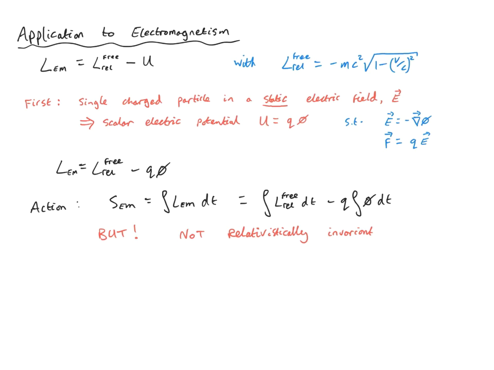Well, let's look at this first term. We have the integral of the relativistic free Lagrangian dt. Well, we know that is relativistically invariant. We constructed it explicitly with that in mind. The problem is this second term. To understand this, we need to go a bit deeper into special relativity. Obviously, we're going to study all of this in a lot more detail later on, but let me just introduce you to some key concepts now.